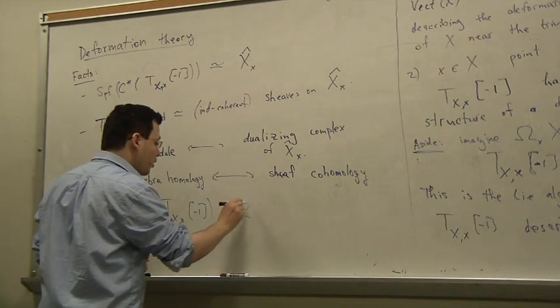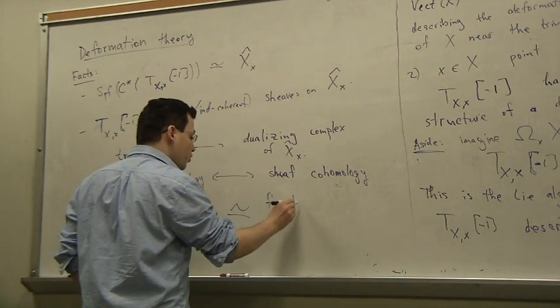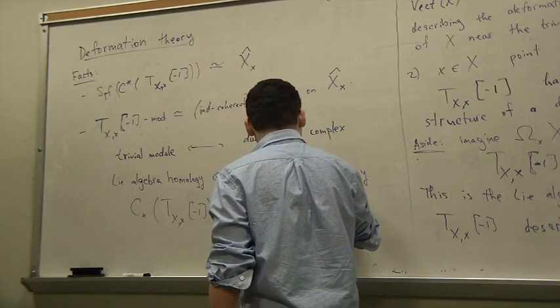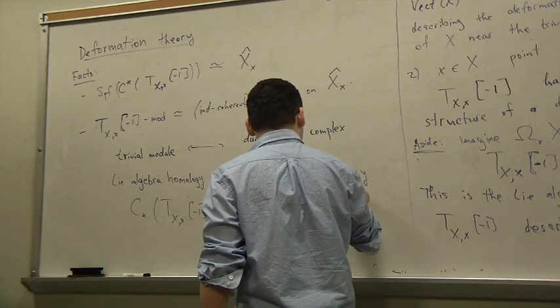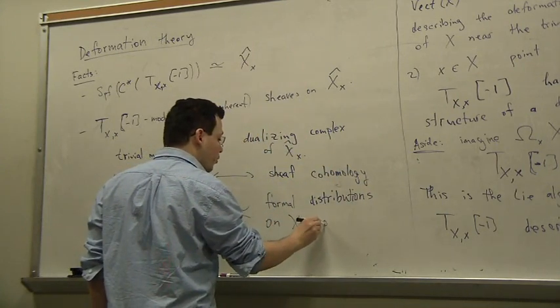So this, as a result, identifies with the space of formal distributions on X supported at this point.